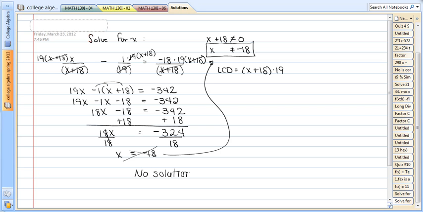So on all of these rational equations, you do have to check at the very beginning up here, what do you need to stay away from as a solution? And then if you come up with it, that's how we're getting the answer, no solution, for this equation.